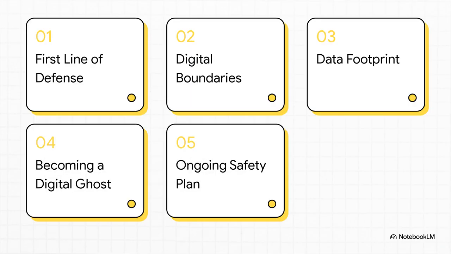Don't worry, we've got a super clear 5-part plan. We'll start with your first and best line of defense. Then we'll get into setting your digital boundaries. After that, we'll shrink your data footprint, help you become a bit of a digital ghost, and wrap it all up with an ongoing safety plan to keep you protected. Sound good? Let's dive in.